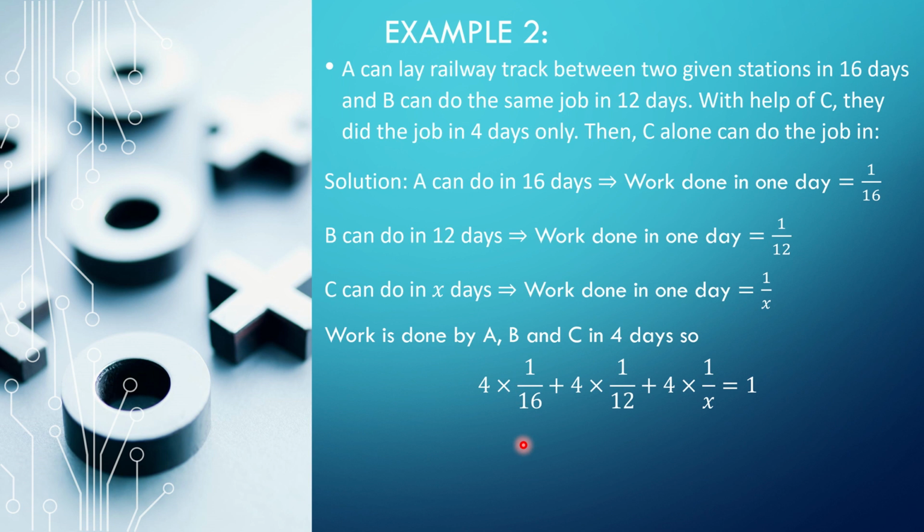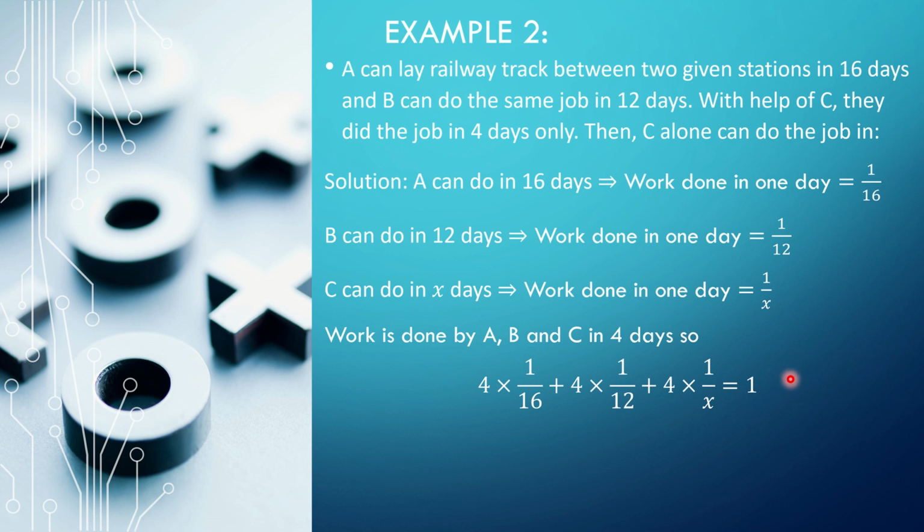So it is 4 multiplied by 1 over 16 plus 4 multiplied by 1 over 12 plus 4 multiplied by 1 over X, that is equal to 1. It means the work is completed when this fraction of work is done in 4 days by A, this fraction by B in 4 days, and this fraction by C in 4 days, completing the whole work.